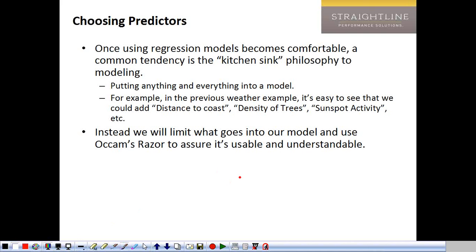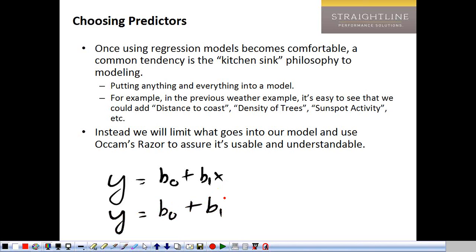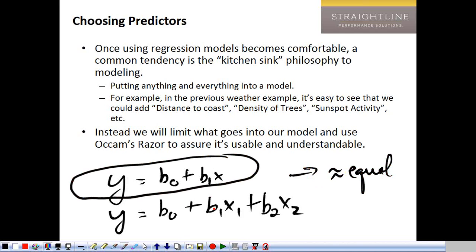So perhaps in our model terms, if we're going to write out our model and we have two competing models, y equals b0 plus b1x, and y equals b0, let's make it simple, plus b1x1 plus b2x2, and they're both equal. And this is an important point. If they're both roughly equal in predictive power, then we should prefer to use this one.